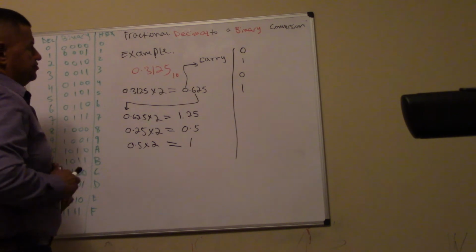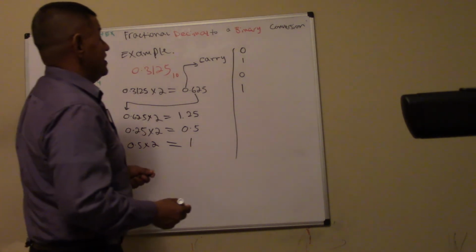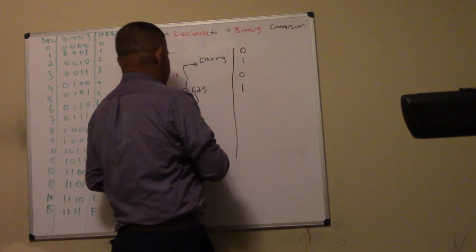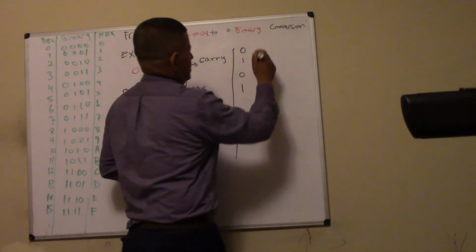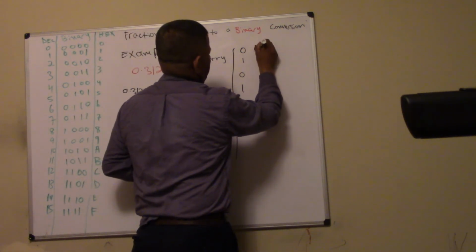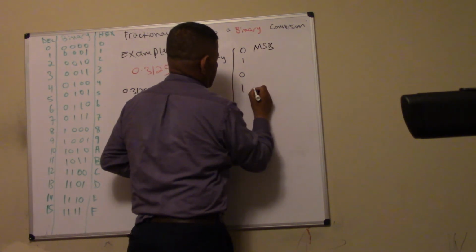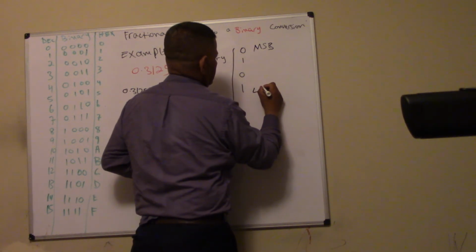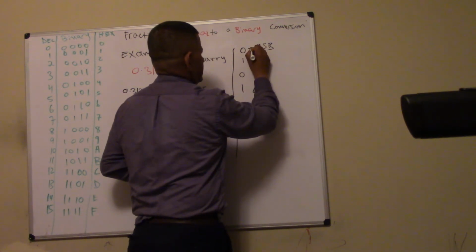Now, what is the answer? In this case, you go down. This is the most significant bit, MSB. This is the less significant bit, LSB.